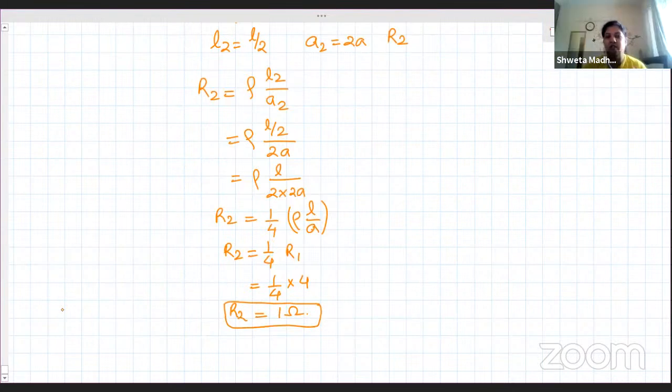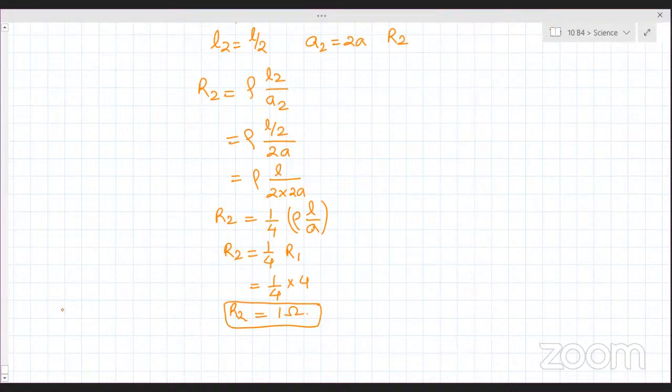You can do this one without calculation also. How? You can see whatever the original resistance was, R. Now when you decrease the length, length becomes half. Resistance is directly proportional to length, right? Now if length becomes half, what happens to the resistance? It will become half.